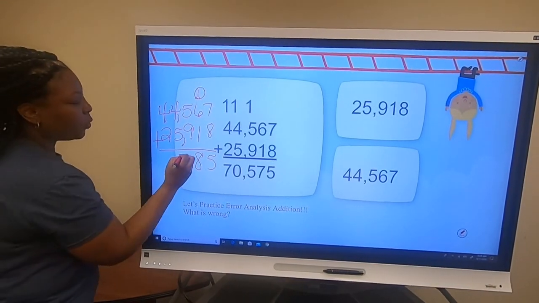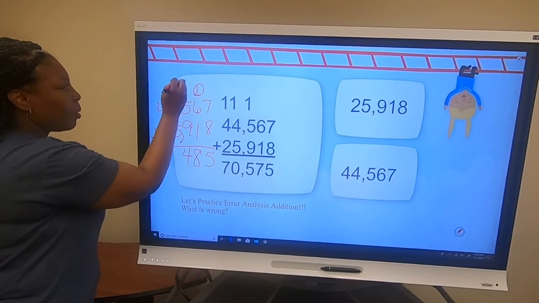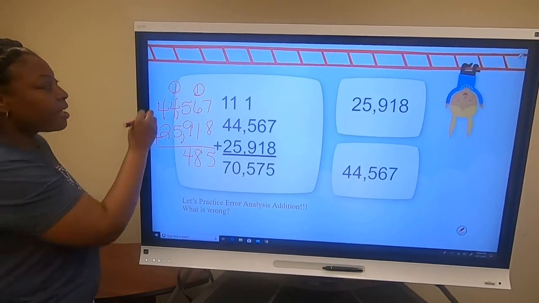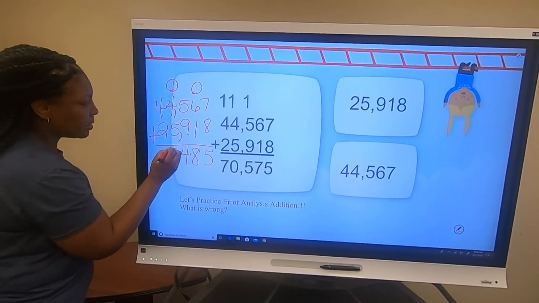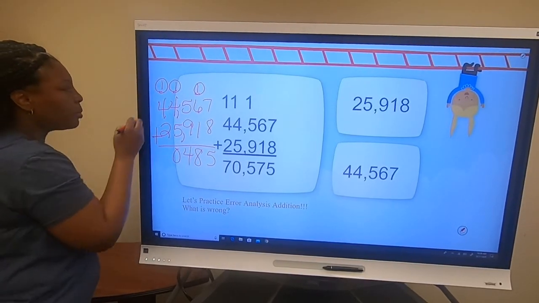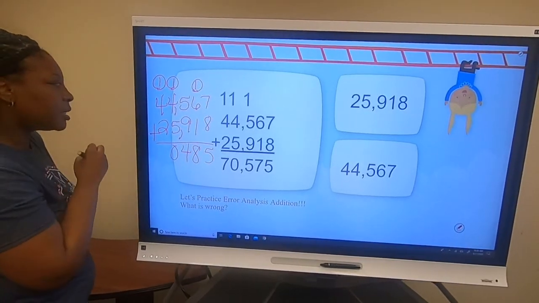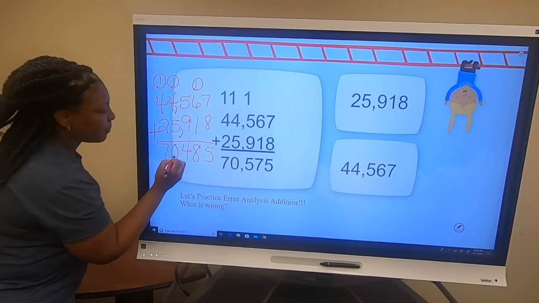9 plus 5 is 14. I'm going to write my 4, carry my 1. 1 plus 4 is 5. 5 plus 5 is 10. Write my 0, carry my 1. 1 plus 4 is 5. 5 plus 2 is 7.